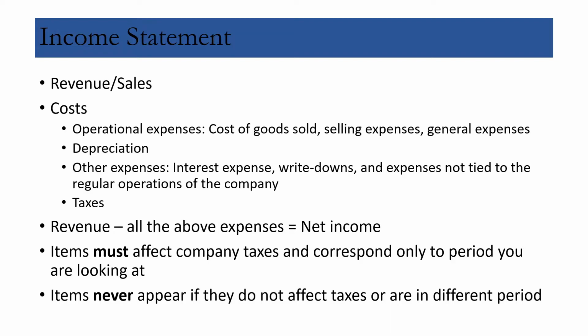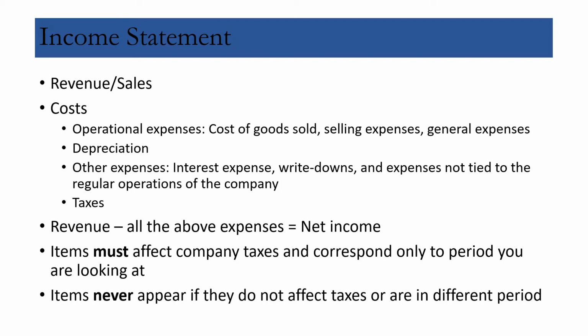The net income is extremely important to investors because it shows after everything, is the company profitable or not? And that's what investors are going to be referring to in terms of profitability. A quick rule of thumb is that items must affect companies' taxes and correspond only to the period that you're looking at in order to be on the income statement. Usually, on an income statement, it's going to be either annually, which is 1 year, or quarterly, which is 3 months. Also, every item that is going to be on the income statement is going to affect the company's taxes. So if it is not correlated at all to a company's tax and does not lead to a tax deduction or exemption, it will not be on the statement.